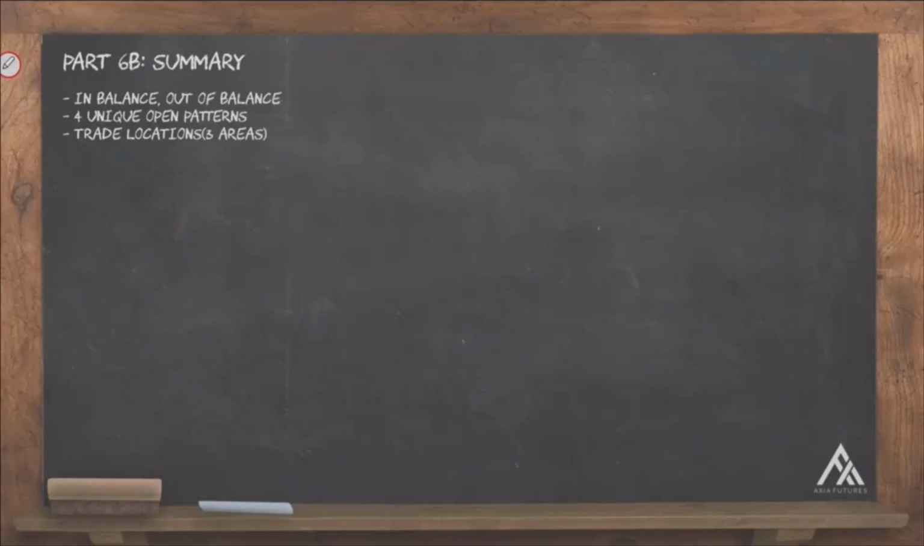So welcome back to the Blackboard series part 6b. Now, what did we talk about in the early section of part 6? Well, we started off talking about markets that open in balance and markets that open out of balance. The important thing to understand when talking about a market opening within balance or trading within balance and out of balance is what the implications mean for risk and reward.